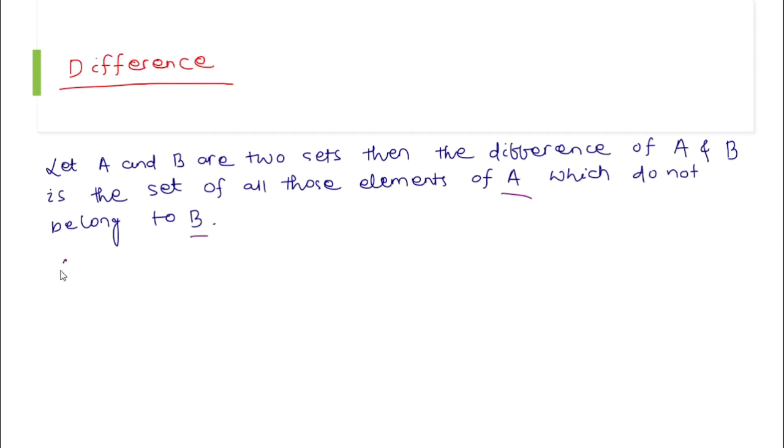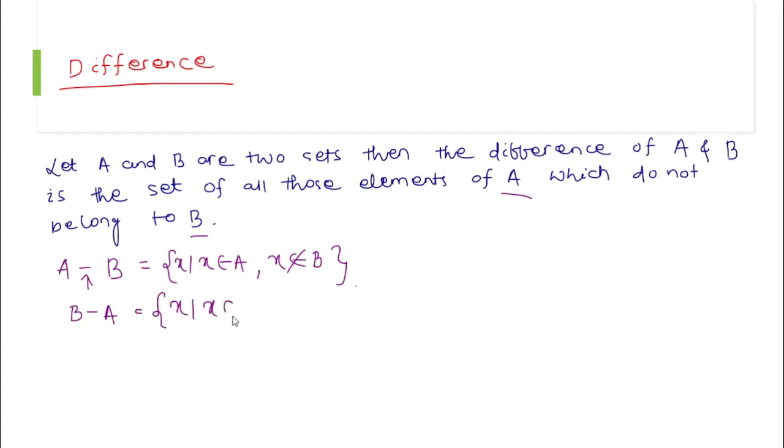We denote it by A minus B. We give this symbol for difference, A minus B. So how can we write it in set builder form? We can write it as follows: A minus B equals x such that x belongs to set A but x does not belong to set B. Then what will be B minus A? Are they both the same? No, they are not the same. B minus A is defined as x such that x belongs to B but does not belong to A.